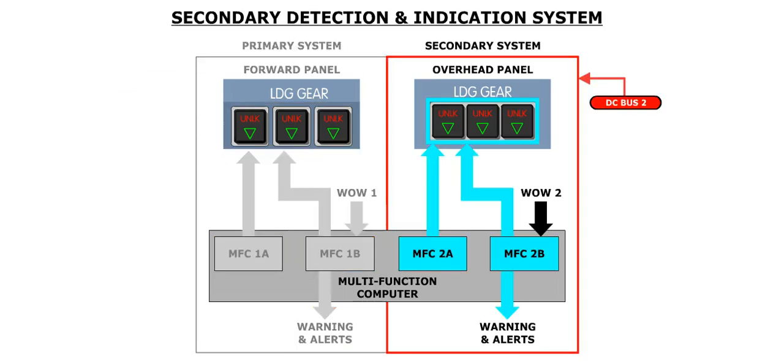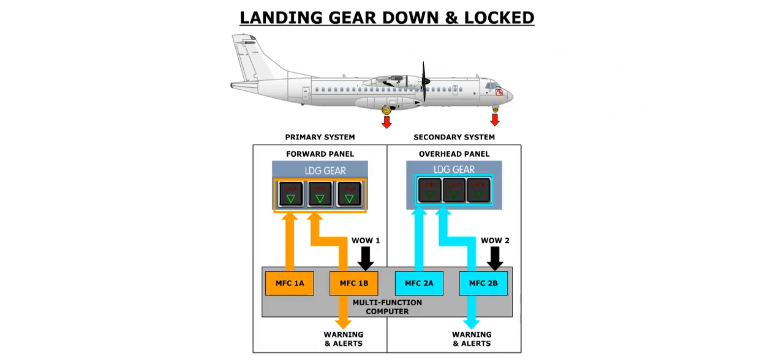The secondary system is controlled by MFC Module 2A. The gear position indication on the overhead panel is derived from the secondary system. The secondary system is powered by DC bus 2. The landing gear can be considered down and locked as long as one set of landing gear position indicators are green.